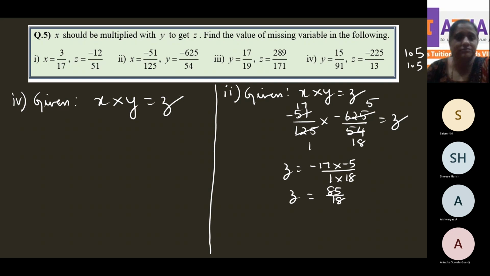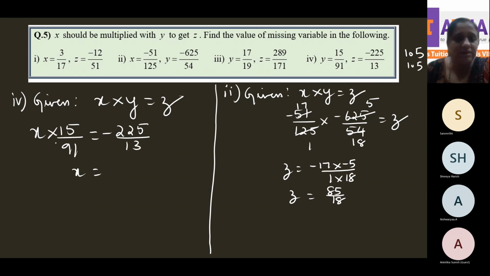The fourth one. x into 15 by 91 is equal to minus 225 by 13. So x is equal to, now this is in product form. On the left hand side, we have x into 15 by 91, so we have a product. Now this 15 by 91 will go as its reciprocal on the other side. Supposing it was plus 15 by 91, then on the other side it will be minus 15 by 91. But this is into 15 by 91, so on the other side it will be into its reciprocal, 91 by 15, because it will go for division.